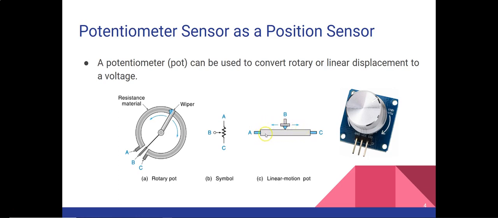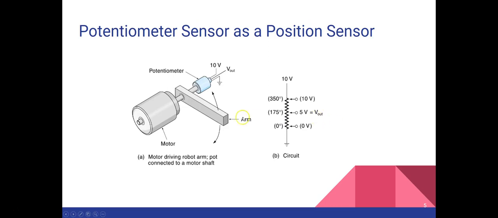This will have the resistance linearly placed, and you can measure the value of the resistance wherever this wiper stops, and corresponding to that you can measure the voltage. So now next we are going to see how we can measure the voltage.